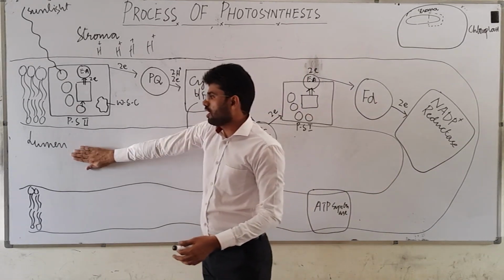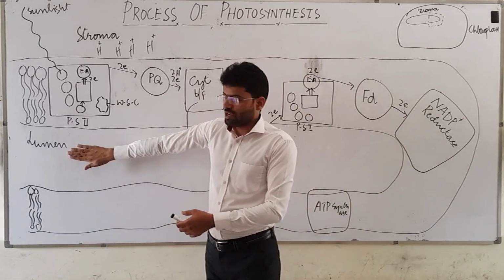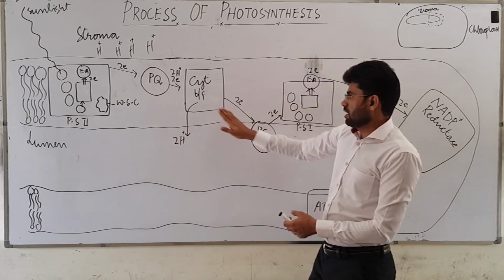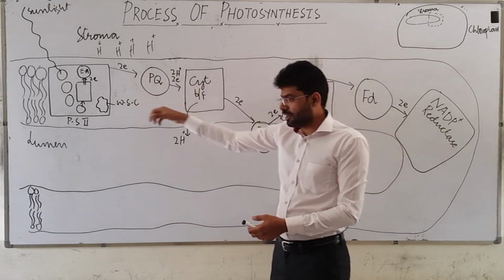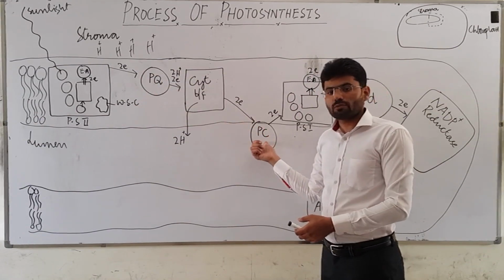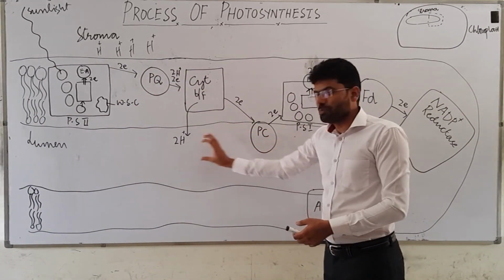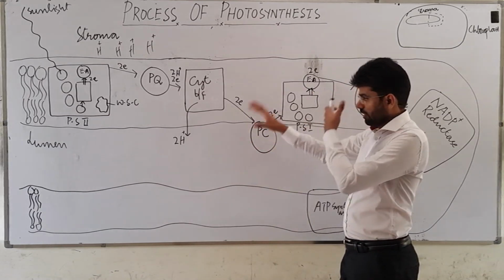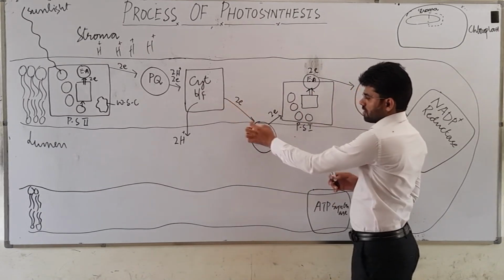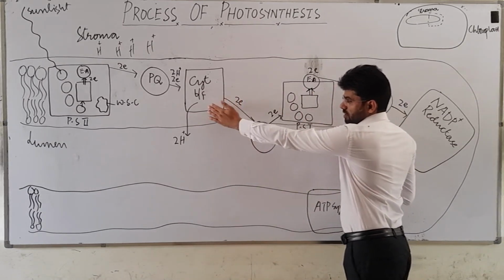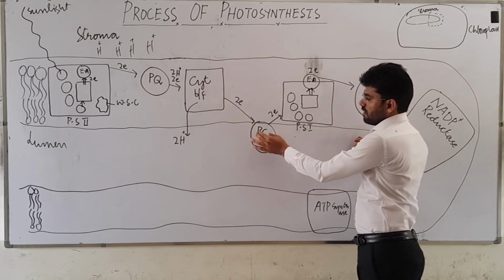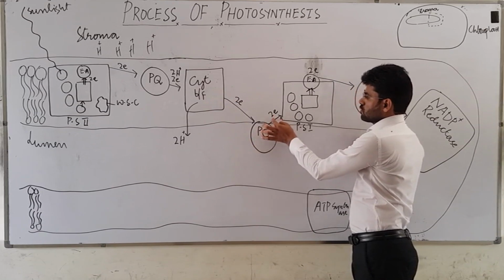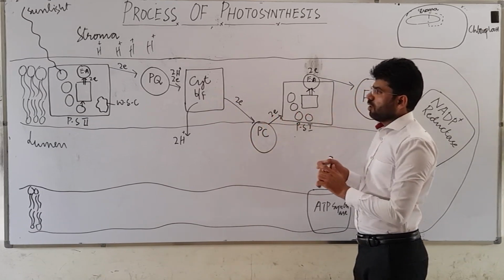Now the lumen is called the inside of a thylakoid. So this electron carrier molecule is present inside the membrane, at the luminal side of the thylakoid. So these two electrons are given by the cytochrome b6f complex to the plastocyanin molecule, and this will give those two electrons to PS1.